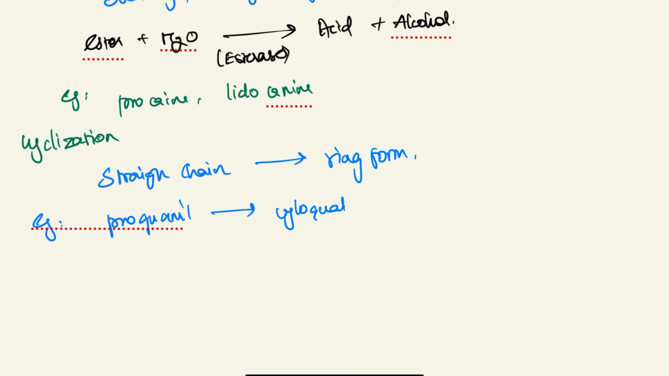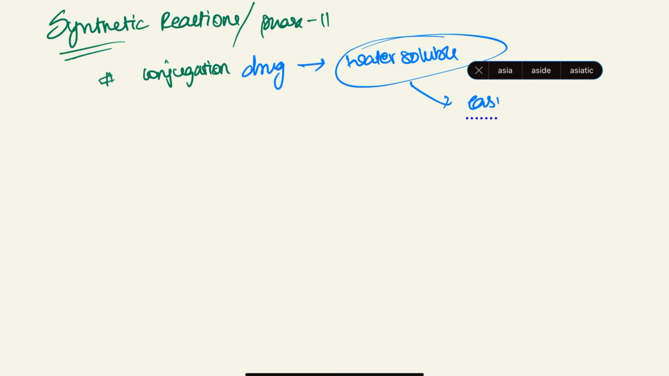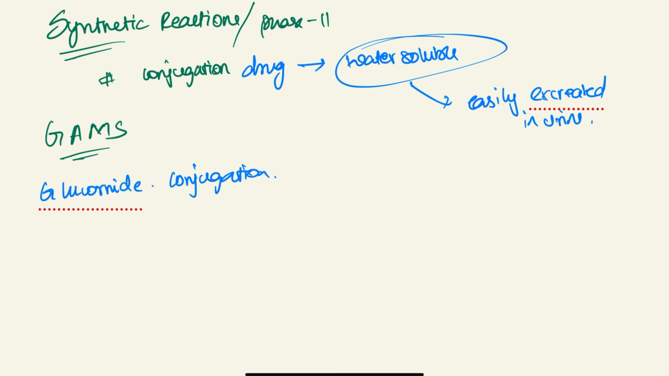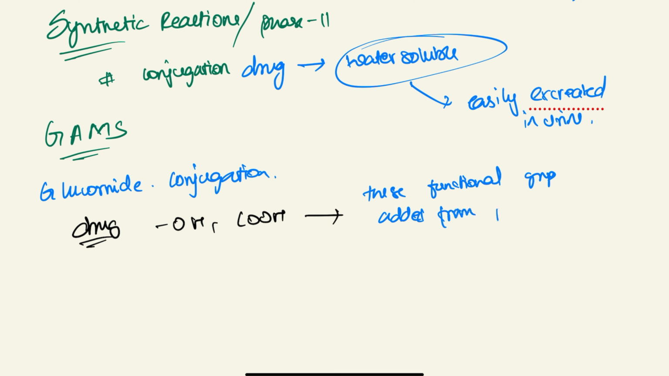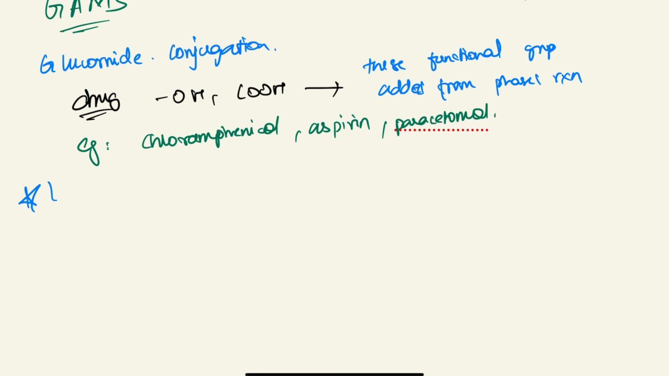Next we get into phase 2 reactions, which are synthetic reactions. These reactions undergo conjugation so that they are converted into water-soluble compounds, which will make them easily excretable. As we said earlier, it is GGAMS. First, we will look into glucuronide conjugation. Compounds which have OH and COOH are most likely to undergo glucuronide conjugation. Examples of such drugs are chloramphenicol, aspirin, and paracetamol.